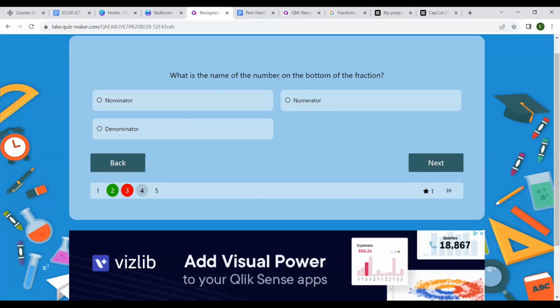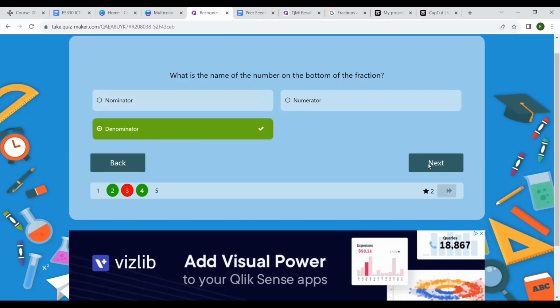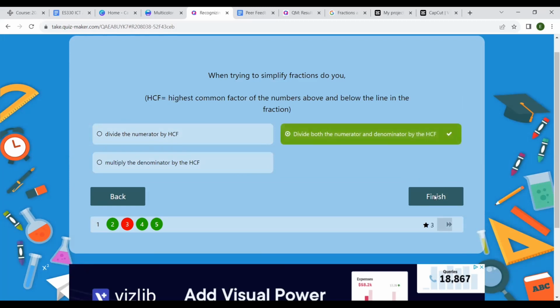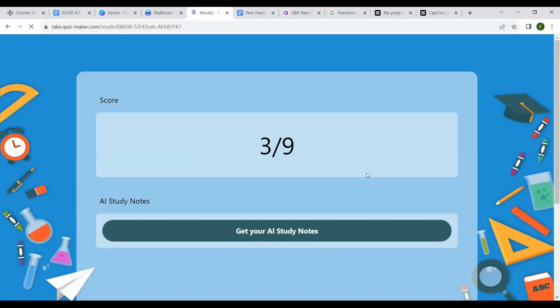And then, what is the name of the number on the bottom of the fraction? That is also in the infographic, that's the denominator. We're going to go on to the next question. And when trying to simplify fractions, the answer to this is divide both numerator and denominator by the highest common factor. I'm going to hit finish here, and it'll give me my score: 3 out of 9, because I didn't complete 2 of the questions.